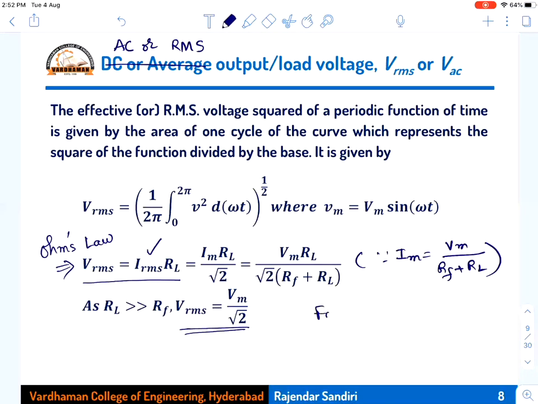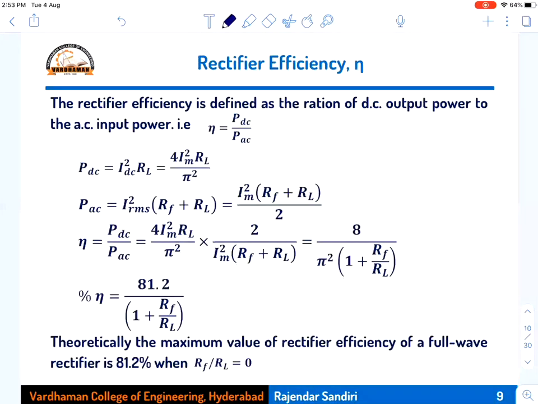So for half wave rectifier, the RMS value VRMS is Vm by 2, but for full wave rectifier, VRMS is equal to Vm by root 2. Okay, I am writing this just for comparison. What was the value for half wave rectifier? What is the value for full wave rectifier? Next parameter, efficiency. You know efficiency is equal to the ratio of output DC power divided by input AC power, PDC by PAC.